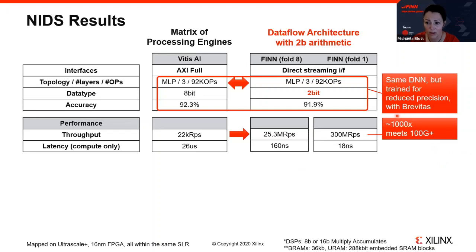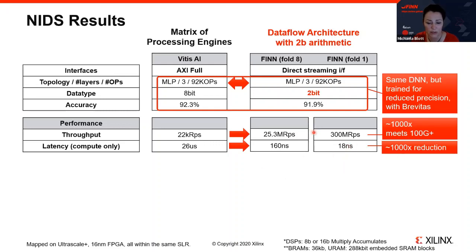If you recall, this rate, 300 million requests per second, meets the 100 gigabit line rate requirement. The benefit here comes mostly from the reduced precision. Also, the latency reduction is huge. Vitis AI has 26 microseconds. This was measured, by the way, with ChipScope, so we've excluded all data movement overheads here. FINN Fold 8 needs only 160 nanoseconds, and the fully unrolled runs at even 80 nanoseconds. The benefit here comes from the dataflow architecture, which avoids the buffering between the layers.